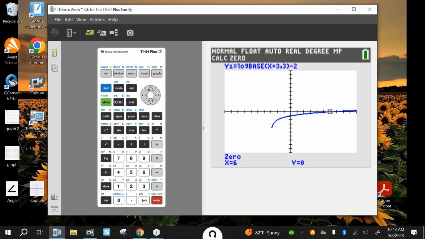It will only pull the numbers that are shown on your graph. So negative 10 to 10 would work. So you couldn't go negative 12 and 200. You give your calculator too much to think about and it shuts down.